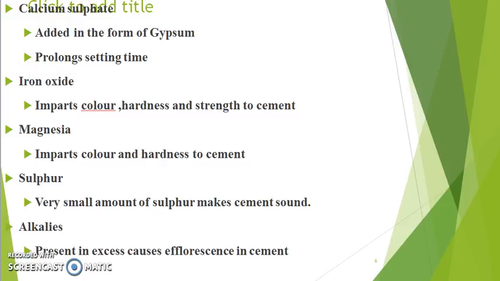Iron oxide imparts color, hardness and strength. Magnesia also imparts color and hardness, whereas sulfur makes a cement sound. Alkalis, if present in excess, cause efflorescence.